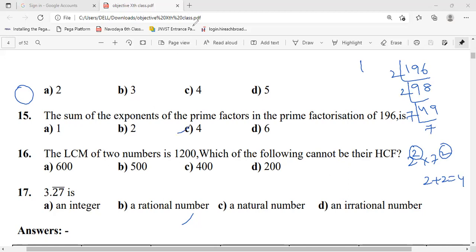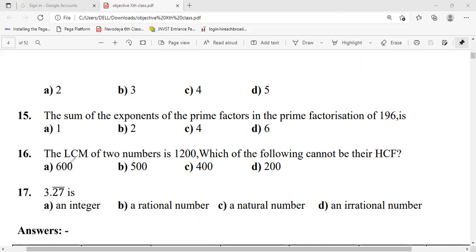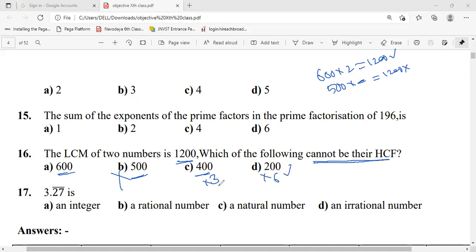Okay. Next, if the LCM of two numbers is 1200, which of the following cannot be their HCF? Cannot be their HCF. Simple. If you are taking 600 as HCF, that 600 into 2, you will get 1200. So this may be HCF. 500, whatever you multiply here, you won't get 1200. So this is not our HCF. For 400, you will multiply with 3, you will get 1200. That means whenever you are multiplying some numbers to the HCF, you have to get the LCM. That is our HCF.